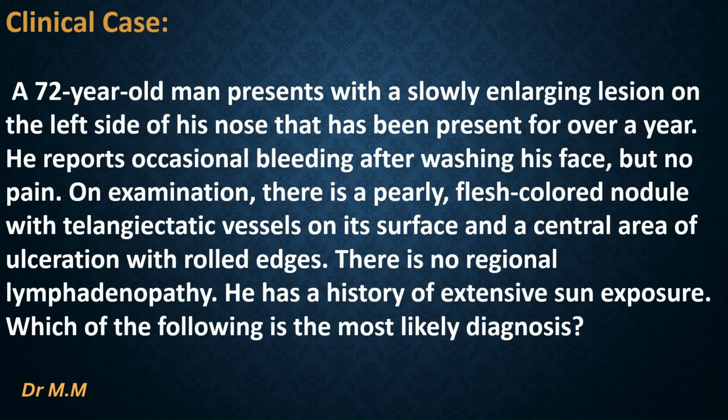Clinical case. A 72-year-old man presents with a slowly enlarging lesion on the left side of his nose that has been present for over a year. He reports occasional bleeding after washing his face, but no pain. On examination, there is a pearly flesh-colored nodule with telangiectatic vessels on its surface and a central area of ulceration with rolled edges. There is no regional lymphadenopathy. He has a history of extensive sun exposure.